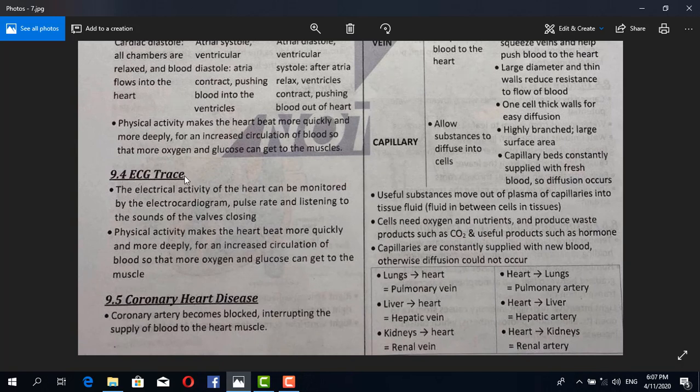Okay, as an ECG trace, the electrocardiograph, the electrical activity of the heart can be monitored by the electrocardiogram, pulse rate, and listening to the sounds of the valves closing. That's why when you go for a heart checkup or a major general checkup, you will go through this device, which practically measures every single beat and all the things that come associated with the heart. The physical activity makes the heart beat more quickly and more deeply for an increased circulation of the blood. So also we said that more oxygen and glucose can get to the muscle because it needs its energy to function.